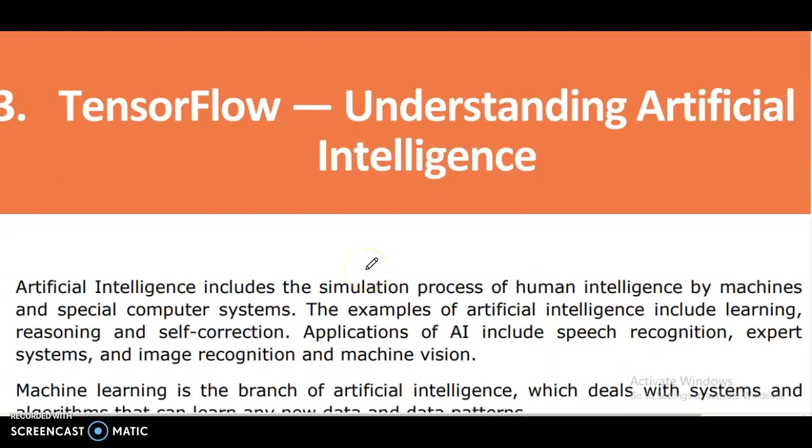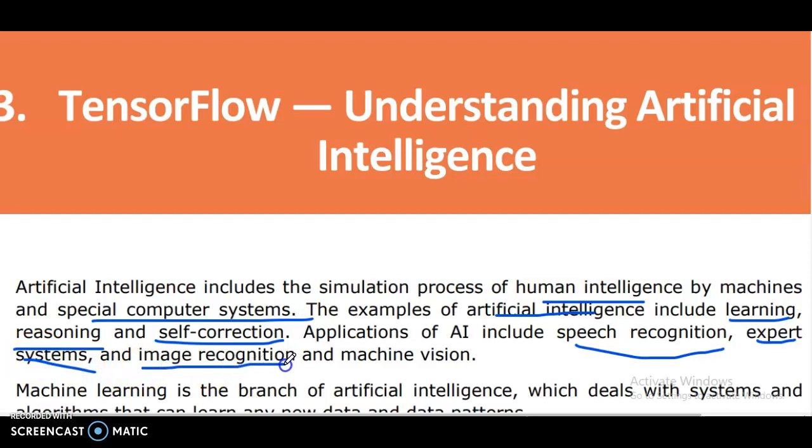Understanding artificial intelligence. Artificial intelligence is the simulation of human intelligence processes by machines and special computer systems. Examples include learning, reasoning, and self-correction. Operations of AI include speech recognition, expert systems, and image recognition.